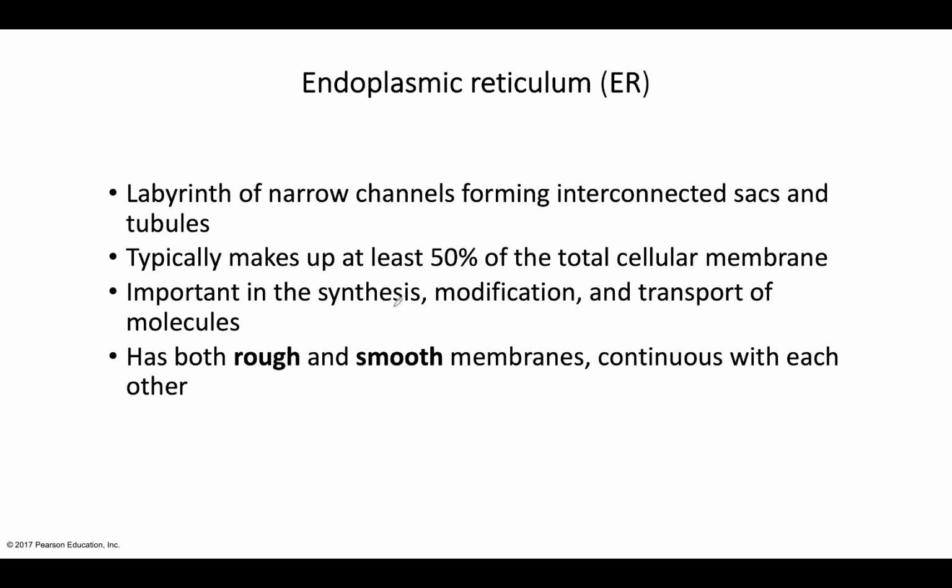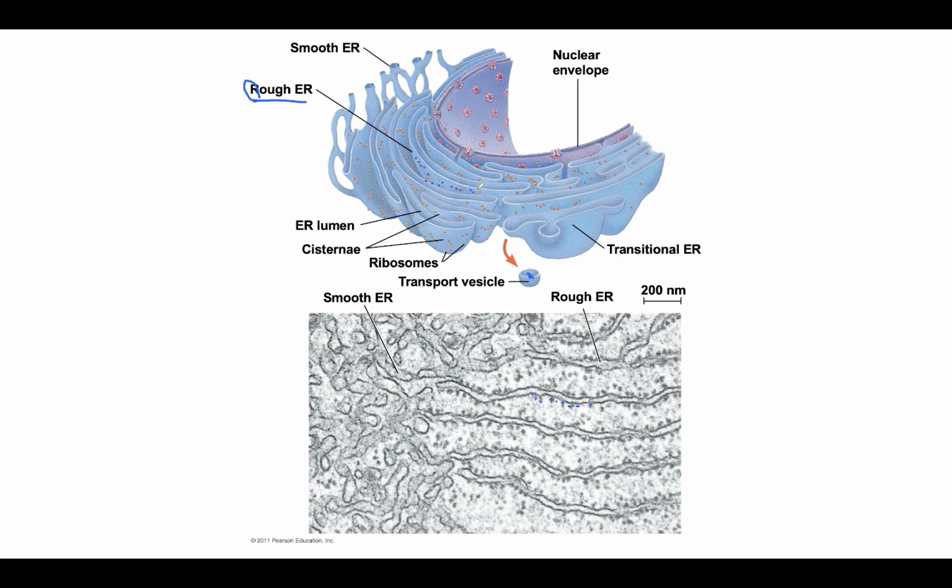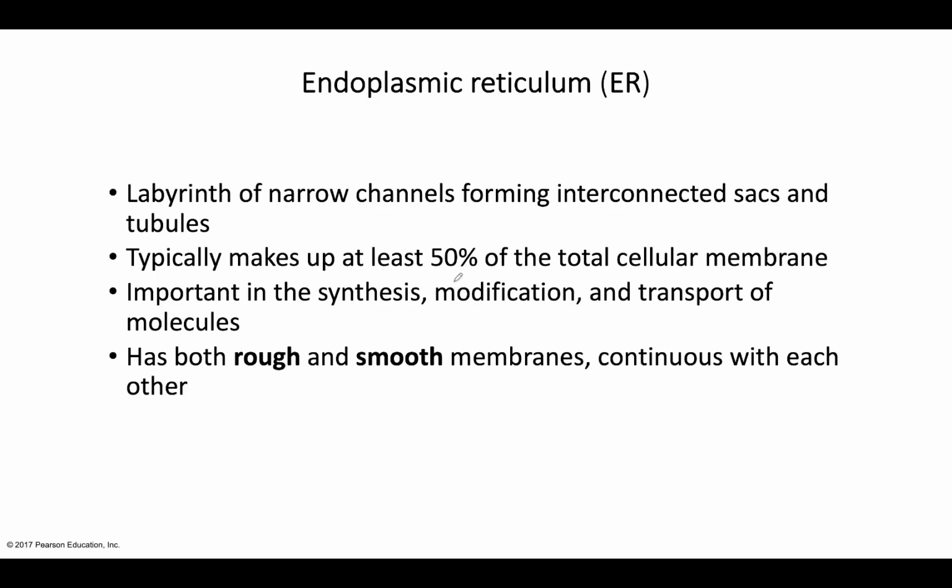Endoplasmic reticulum has narrow channels forming interconnected sacs and tubules. It typically makes up at least 50% of total cellular membrane. You see there are so many membranes. So inside the cell, 50% of total cellular membrane comes from endoplasmic reticulum. Important in the synthesis, modification, and transport of molecules. ER has both rough ER and smooth ER, depending on the presence and absence of ribosomes.